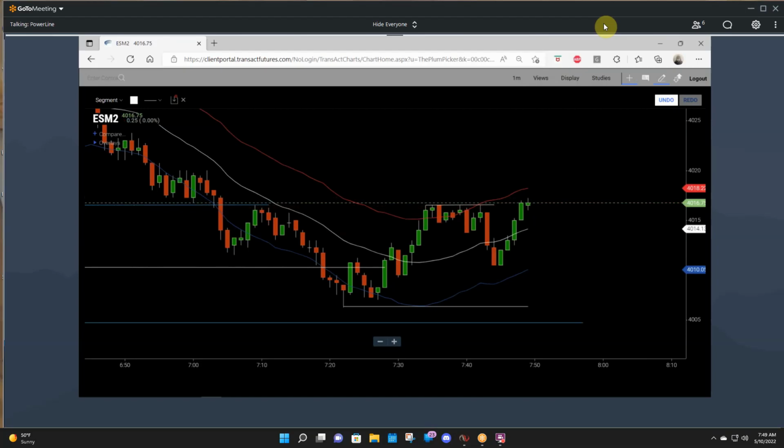See how it's going slow? It's not really pushing on through yet. This time of day, before the open, it's quite predictable. And that's what we're looking for.